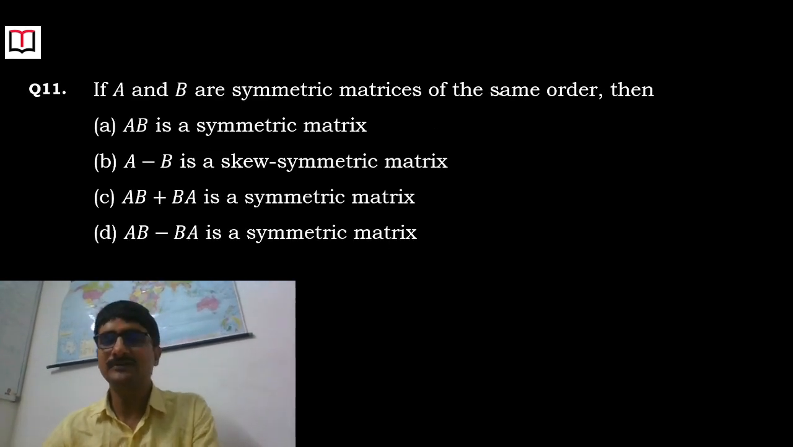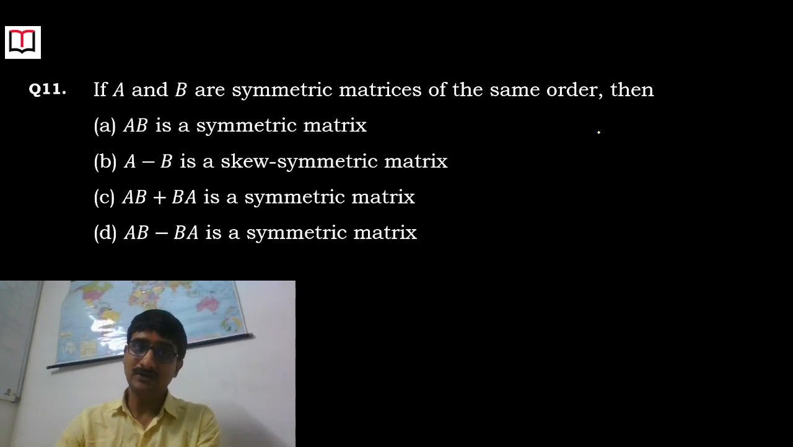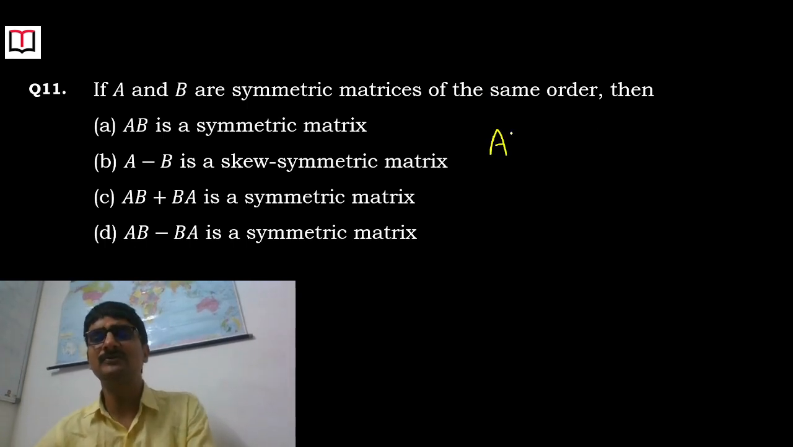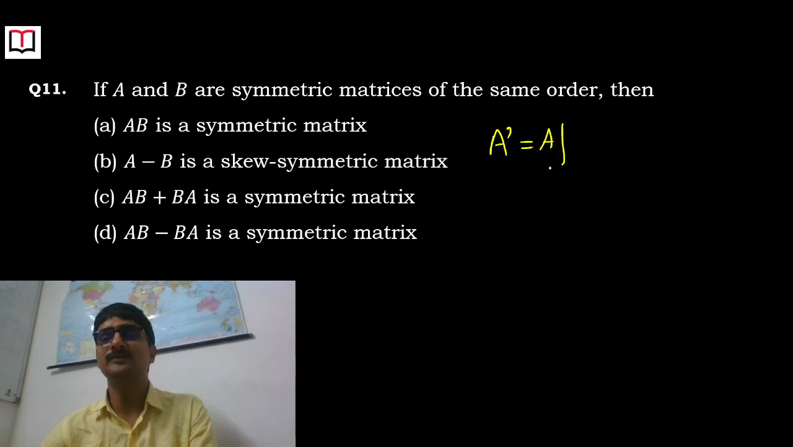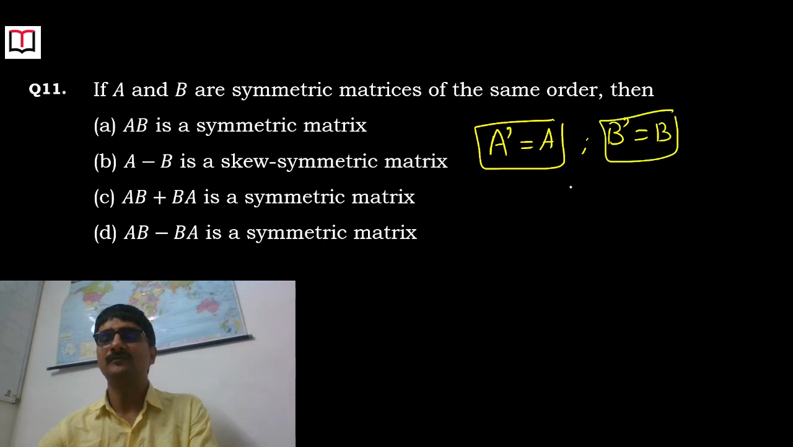A and B are symmetric matrices of the same order. Then what about A into B? So symmetric matrices, what does that mean? That its transpose is A, and B is symmetric, so B transpose is B. Okay, so what about AB?